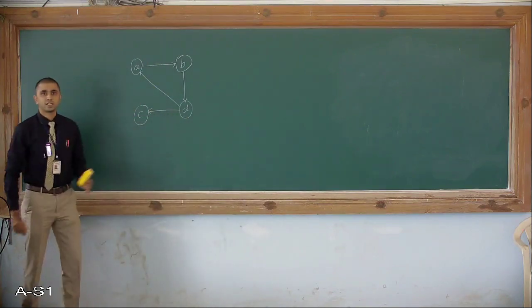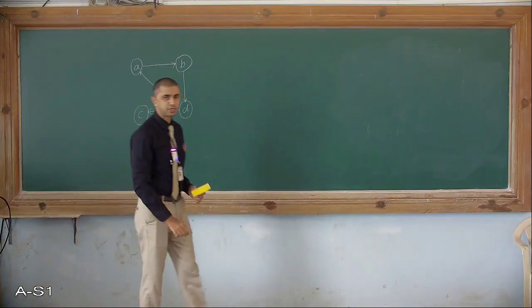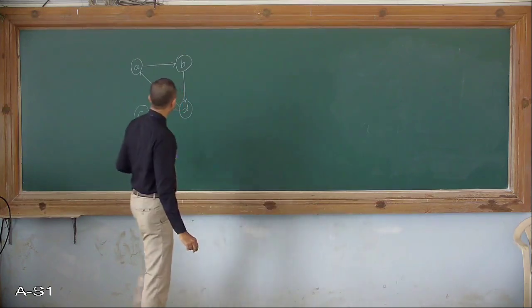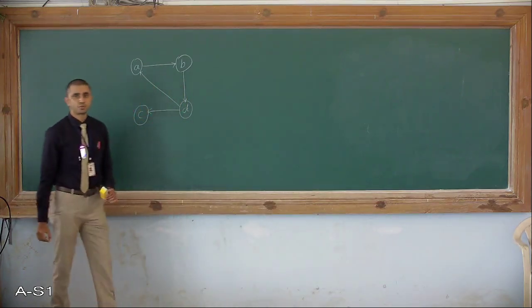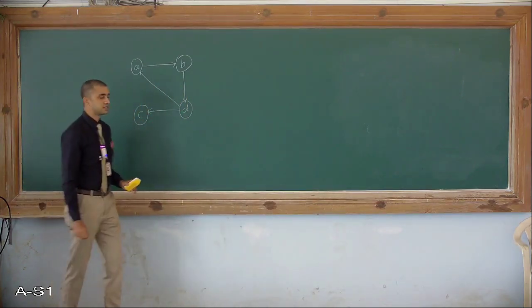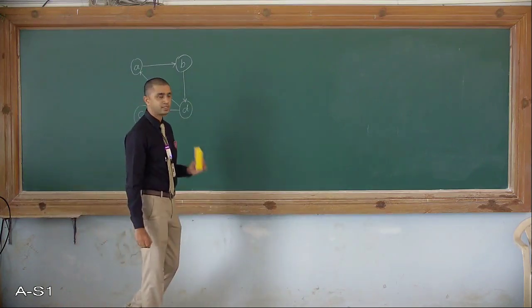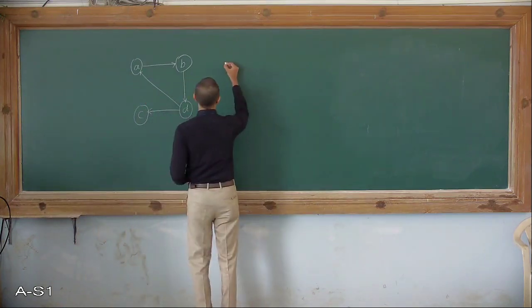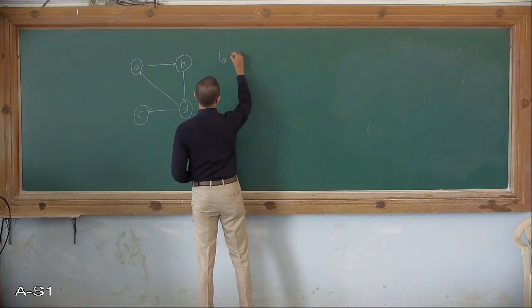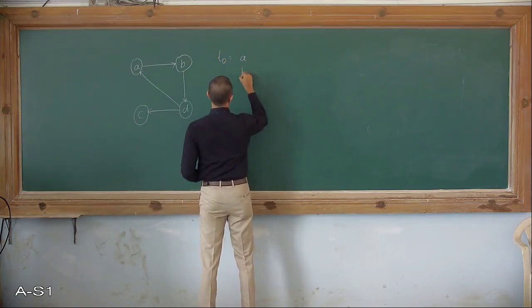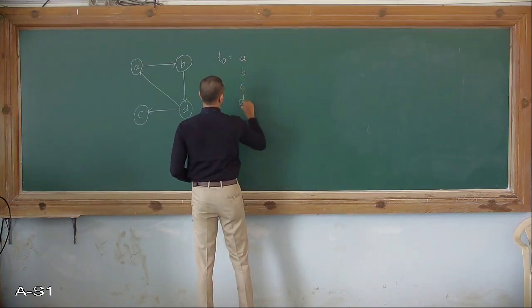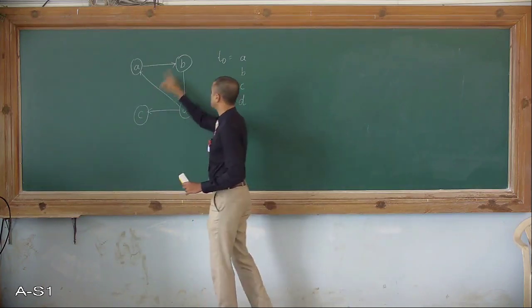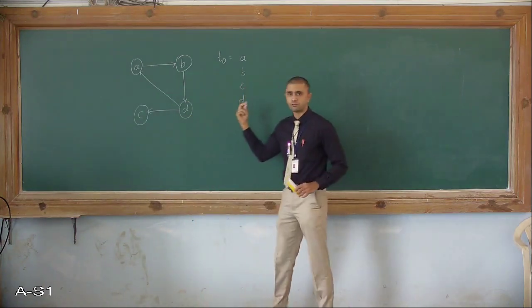So this is the directed graph which we'll be considering, and we're going to find its transitive closure. The first step is that we're going to start with the adjacency matrix. I'm going to call that adjacency matrix T0. Since we have 4 vertices A, B, C and D, this is going to be a 4 by 4 matrix.